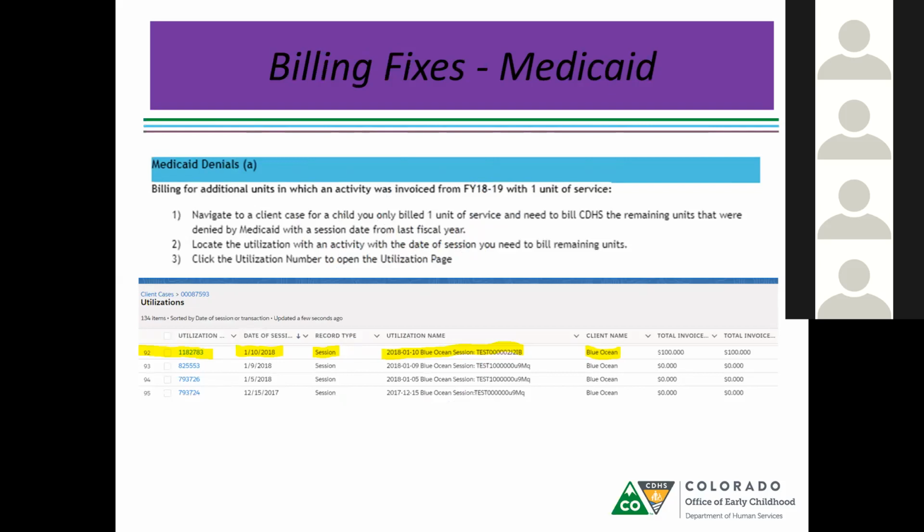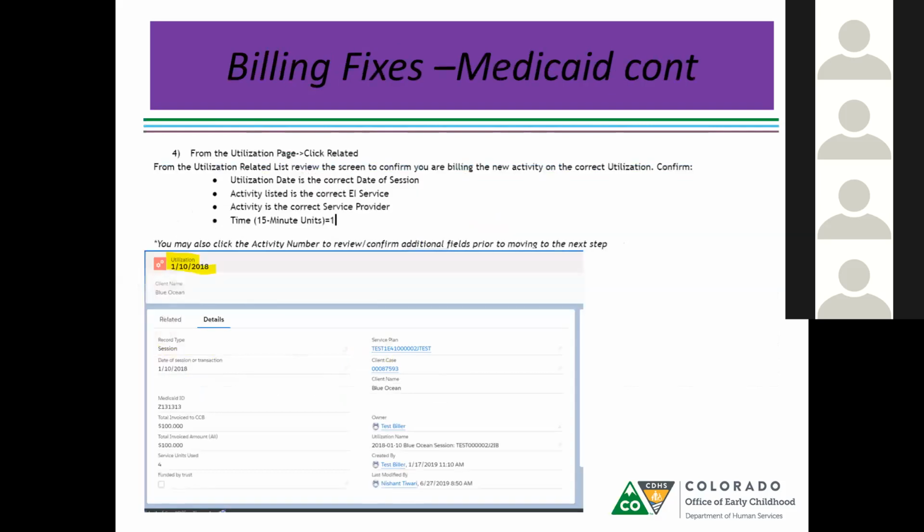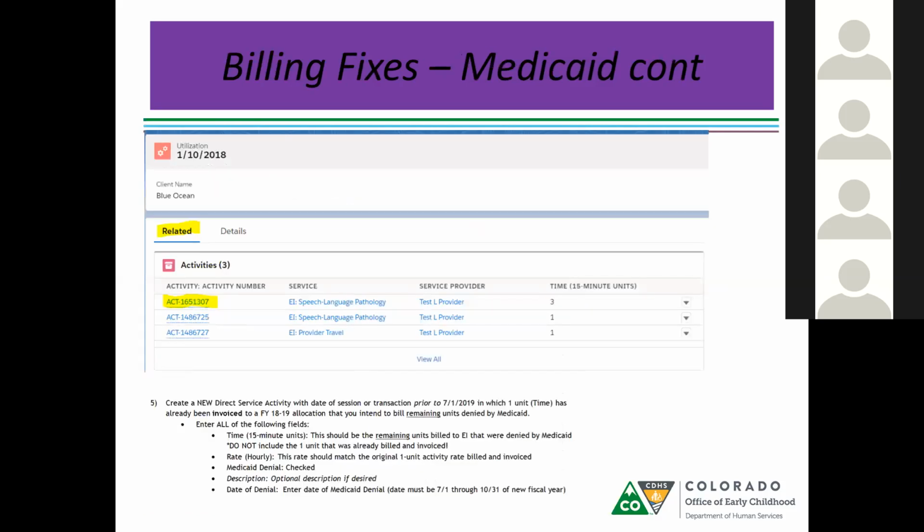So Medicaid denials A, you're going to look for the utilization with the date of session that's in the previous fiscal year that you billed 1 unit of service. So this is just showing that you need to find that utilization. And if you go to the next screen, you're just going to confirm that this is on 1/10/2018, this is the utilization in which I billed an activity that had 1 unit. That's what this one's showing. And then you're going to find that activity.